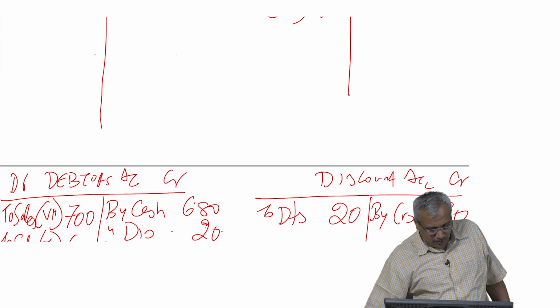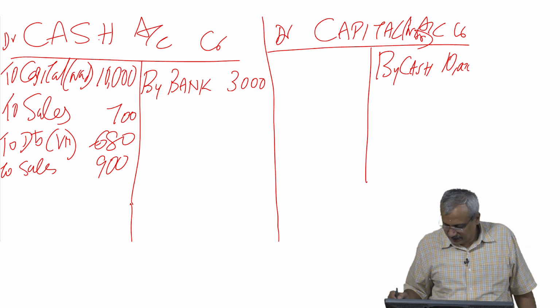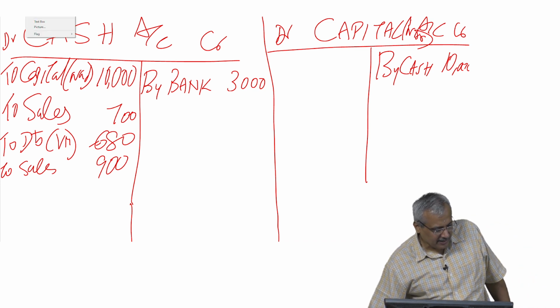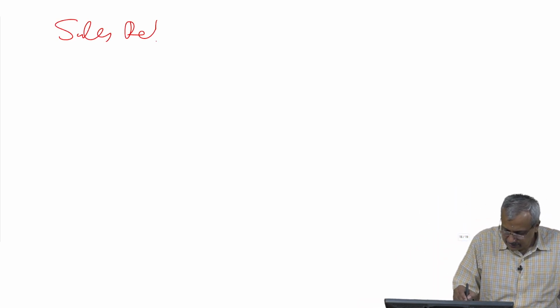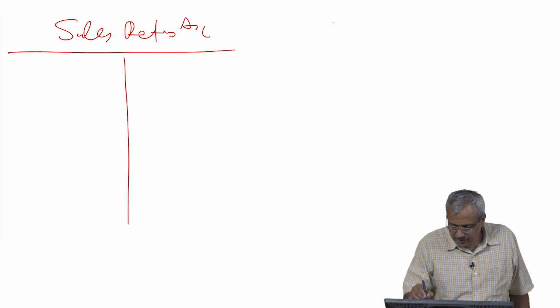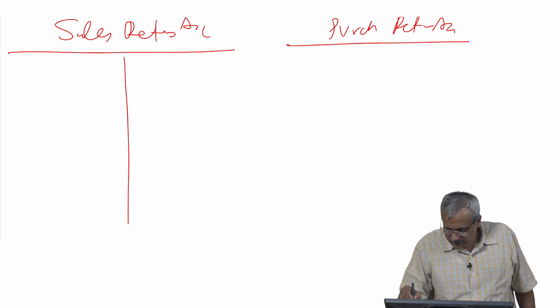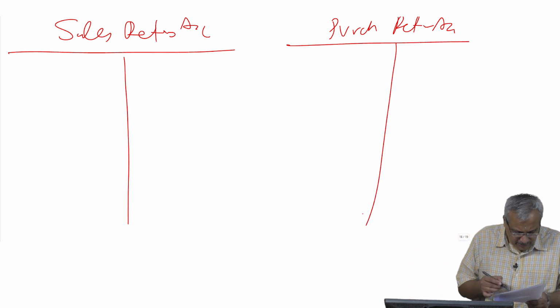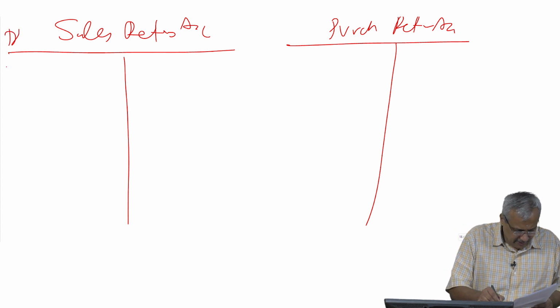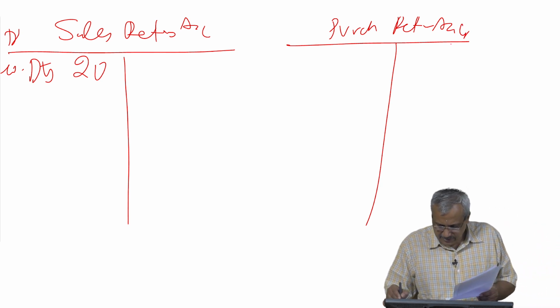Now I will have to open a purchase returns account and a sales returns account. In the earlier case I did not do that. For the previous transaction, I will have to do the sales returns account, and I will also do the purchase returns account. In the previous transaction, sales returns account is debited to debtors, rupees 20. In this case, purchase returns account is credited by creditors, rupees 100.